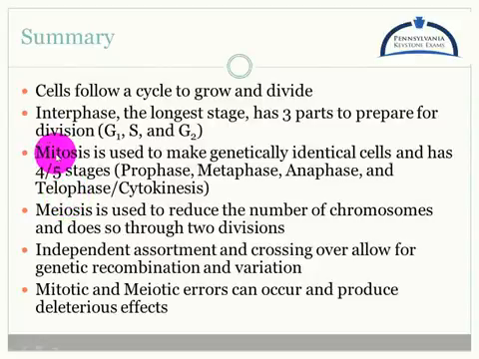If we don't want to make genetically identical cells and we want to reduce the chromosome number, we're going to use meiosis, and there's a meiosis 1 and a meiosis 2. Independent assortment can happen, and that allows us to have genetic differences, as well as crossing over. And that process is not perfect, and it can cause some bad effects by non-disjunction, where those errors occur.